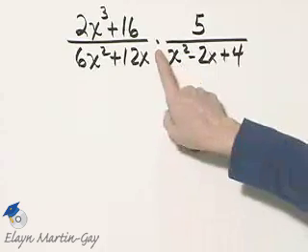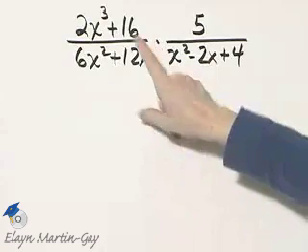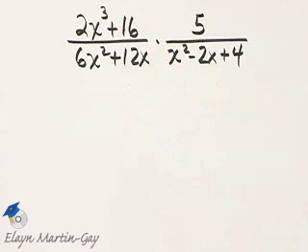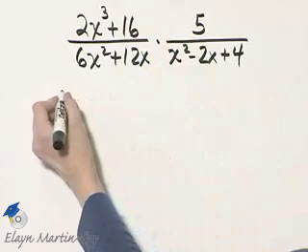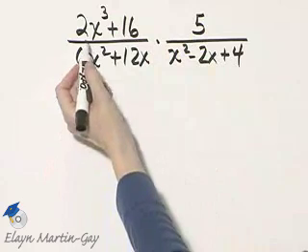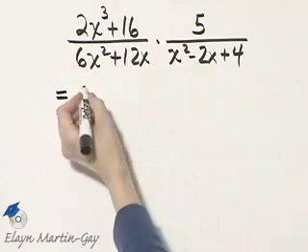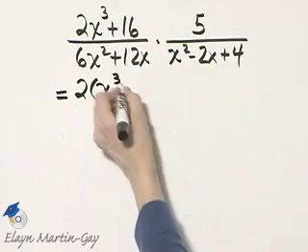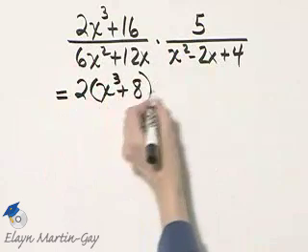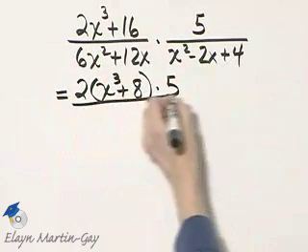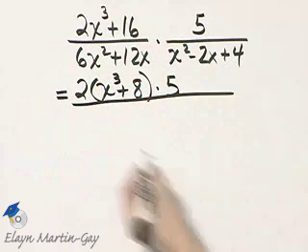Let's first look at the operation. It's multiplication, so numerator times numerator over denominator times denominator. And if you don't mind, I'm going to go ahead and start factoring at the same time. In this first numerator, I can factor out a common factor of 2, and I'm left with x cubed plus 8. So that's numerator times numerator over denominator.